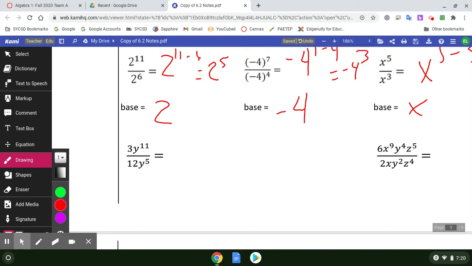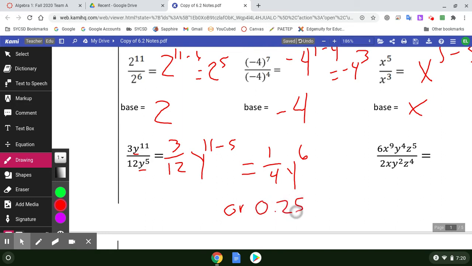In the fourth example, our base is y. So this is y to the 11 minus 5. And as we said yesterday, we can divide the coefficients, or in this case, simplify, since it is a number less than 1. So we could write this as a fraction. 3/12 is 1/4, y to the 6th, or we could write it as a decimal. 1/4 is 0.25, y to the 6th.